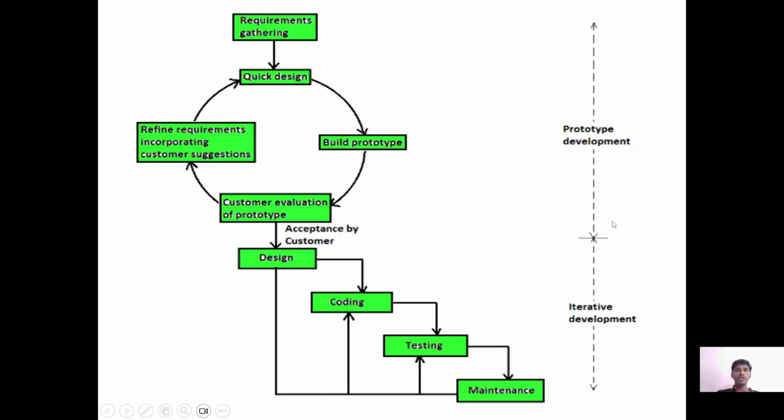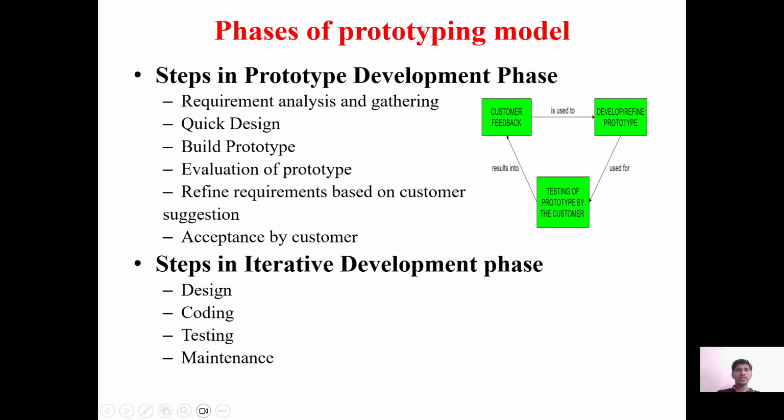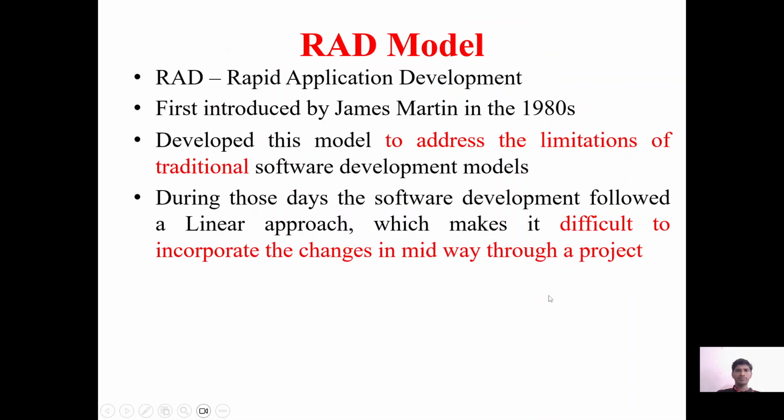Normally for prototype development you have two stages. One is the prototype development stage, another is the iterative development stage. We will go for this model only if you do not have a clear idea about the product which we want to develop. So the phases of prototype development are two: one is the prototype development phase, another is the iterative development phase, as we saw in the previous slide.